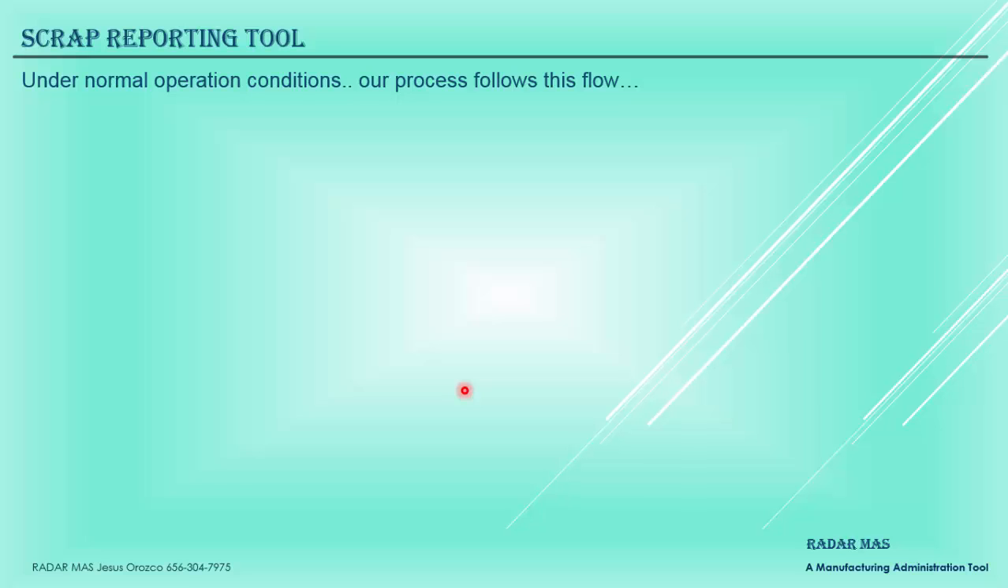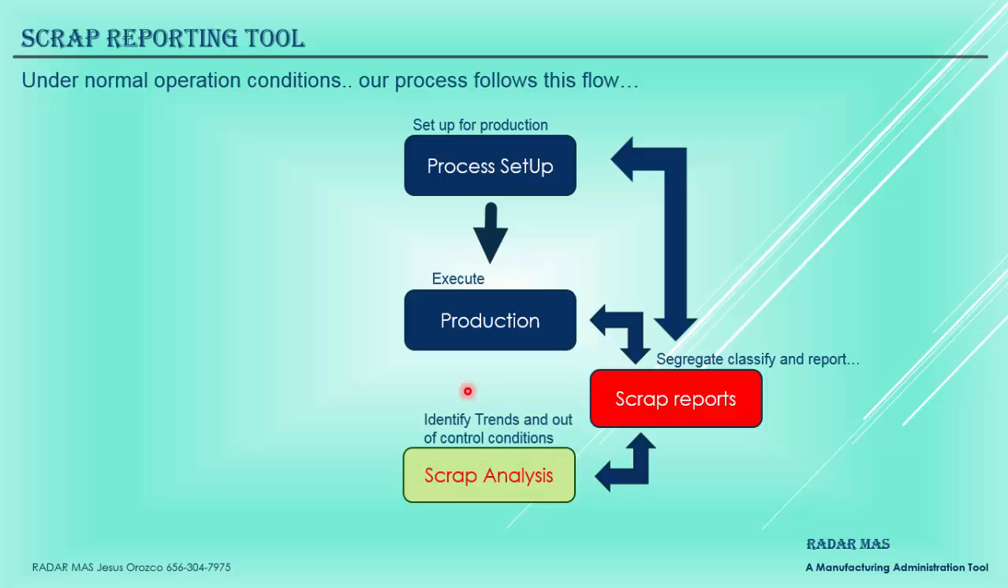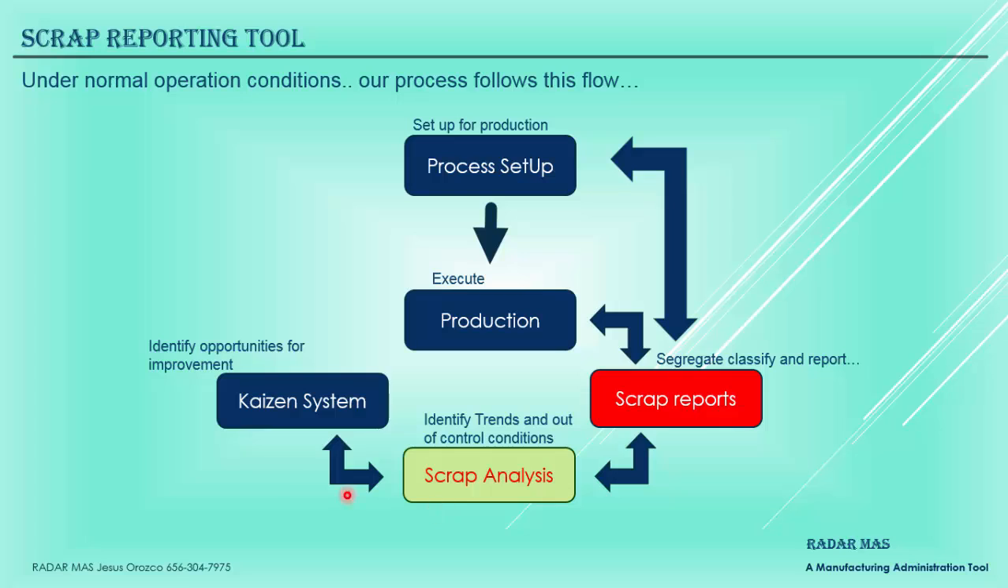Under normal operation conditions, our process flows like this. We set up our production line to run a particular part number, and then we execute production. During this process, scrap is generated by default. So we need to segregate it, classify it, and report it into the scrap system. From there, we need to identify trends and out of control conditions by means of our scrap analysis. And as required, we need to identify opportunities for improvement by means of a Kaizen system, and then the cycle starts over.